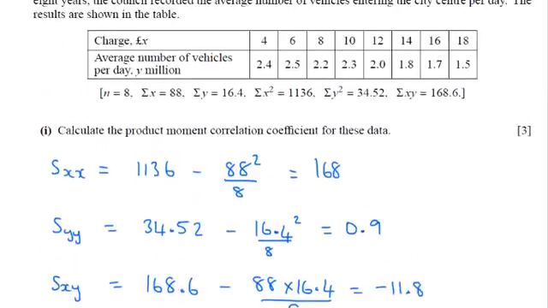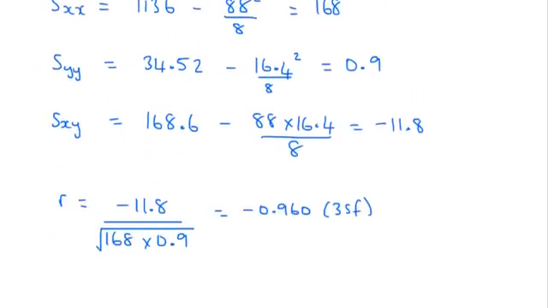Does it ask us to comment on it? No, it doesn't. It just asks for the value. So because it's so close to -1, that shows a really strong negative correlation.